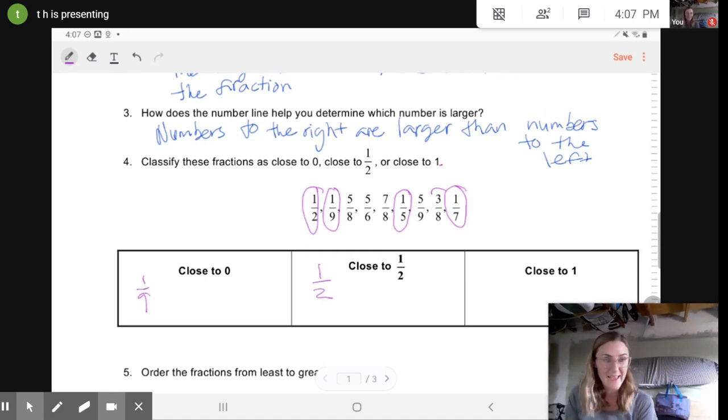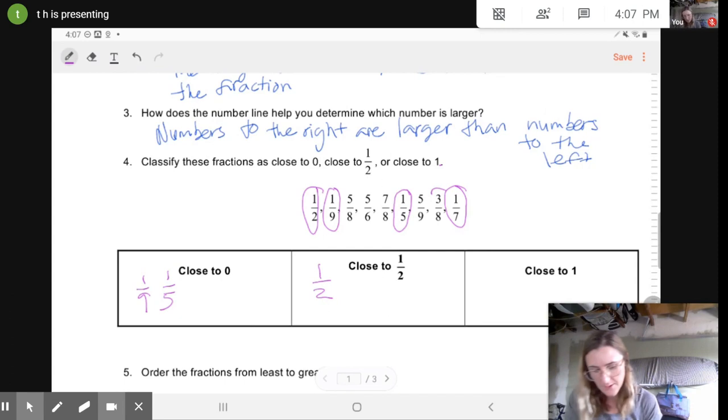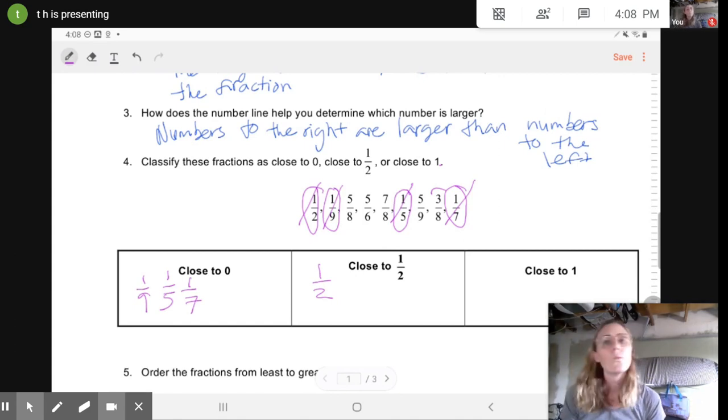1/5 is less than half, because if I think of 5 cups, half of 5 cups would be 2.5 cups. So 1/5 is a lot closer to 0. So I've used this one, and this one. And 1/7 again is closer to 0. Okay, so now I'm going to think about what is almost 1.